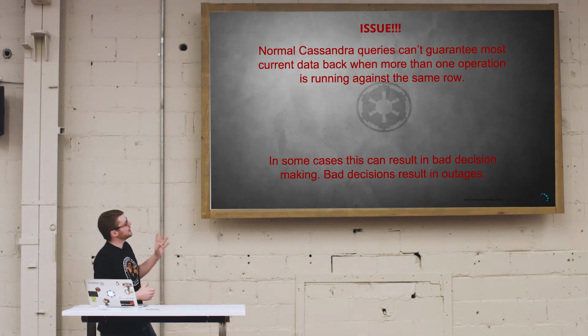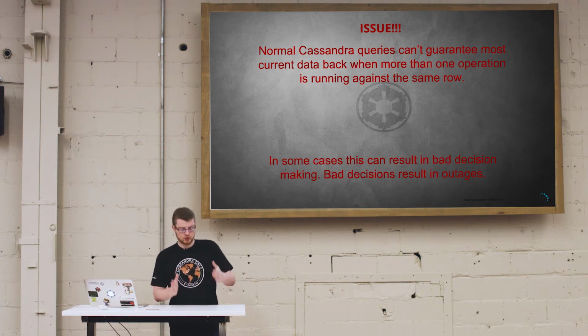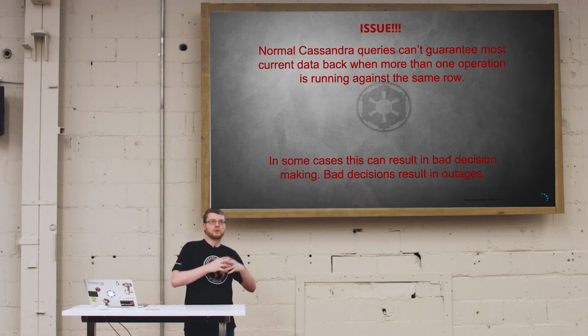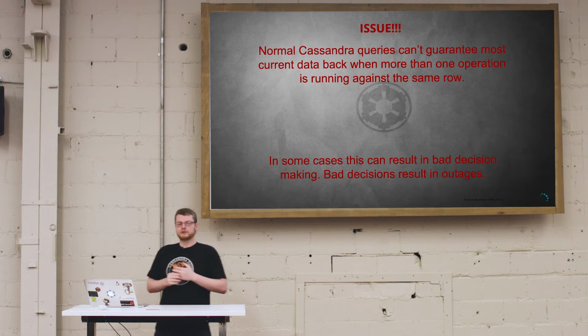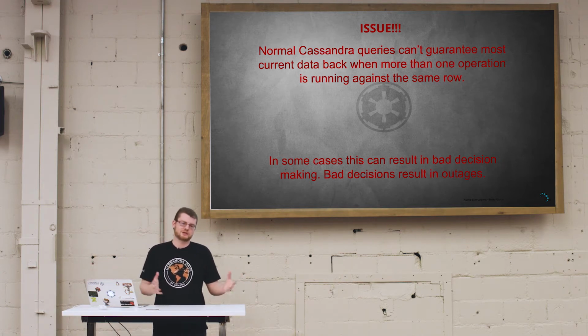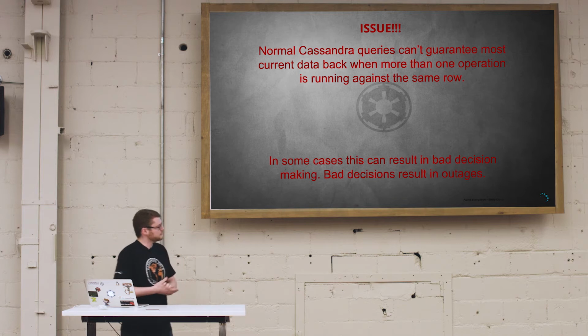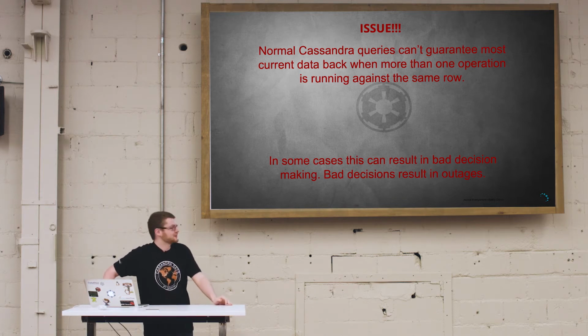And Cassandra out of the box can't absolutely guarantee. It is good consistency. I mean, we're not sitting there going, oh no, we're having to wait seconds for updates between data centers. We're not dealing with that problem, but we still need some guarantees against some of this stuff. And as we talked about before, bad decision making results in bad things for us.